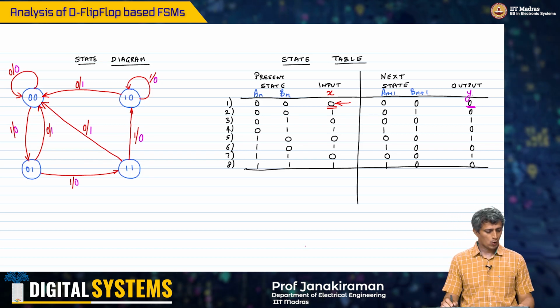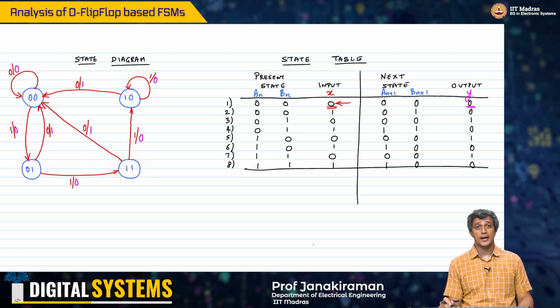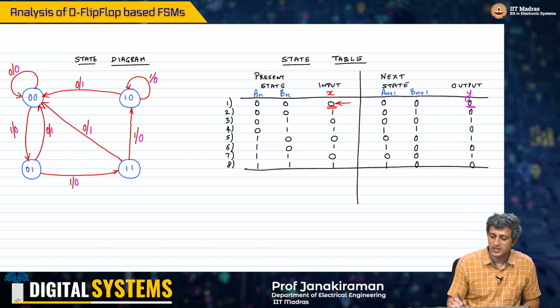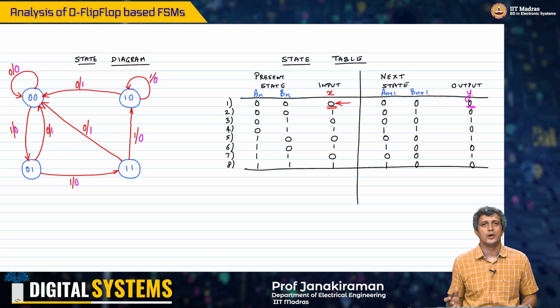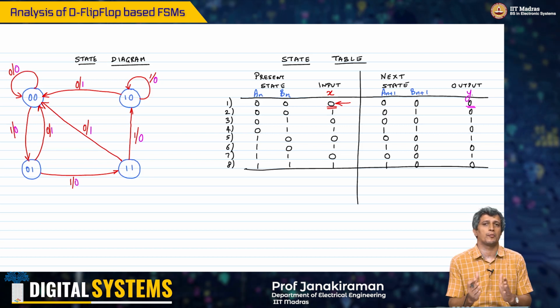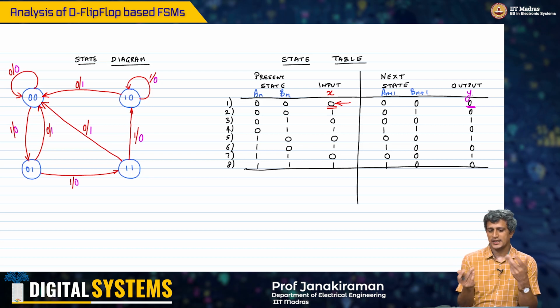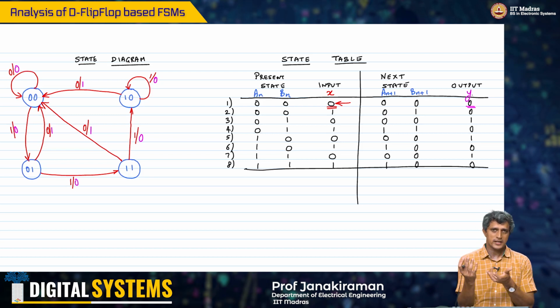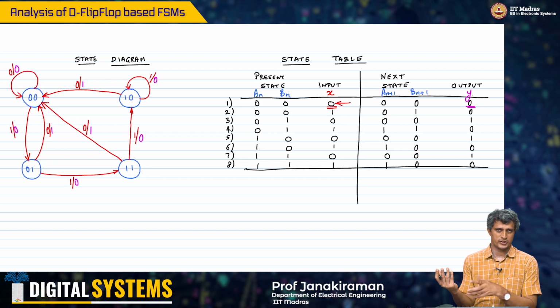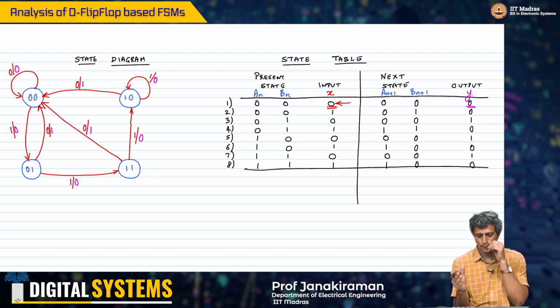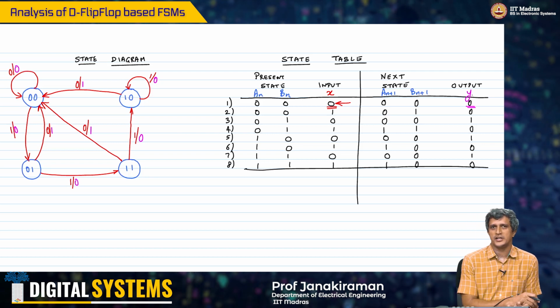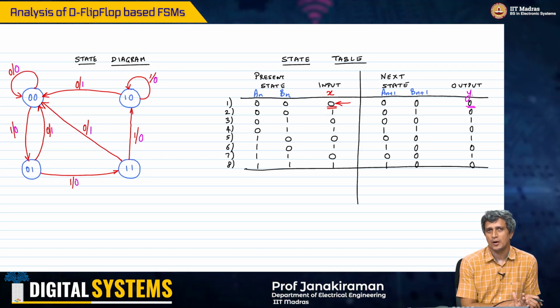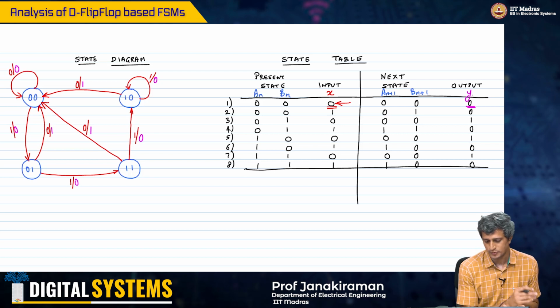So what we have now been able to do is to capture this entire state table using this state diagram. And like I said, how many states are there in the state diagram? We have as many states as the number of flip-flop outputs if they are D flip-flops. In fact, it doesn't matter whether it's D or JK, it's 2 power number of flip-flops actually.